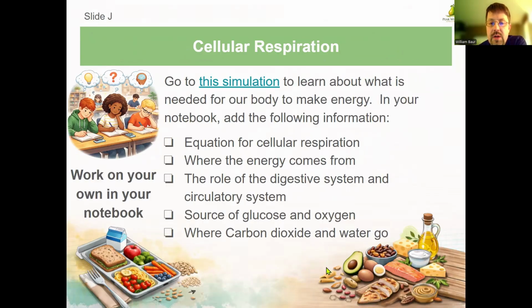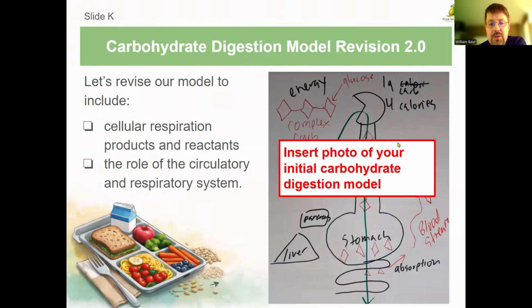So this will take you to a web quest that will guide students through an exploration of cellular respiration, the inputs, the outputs: glucose, oxygen, carbon dioxide, and water. So then we're going to start to add that to our model. So here's our initial model that we're going to revise. This is the one from my class, so you can replace it with your own. And we're going to update the model to include what we learned from the simulation, the web quest, with information about cellular respiration, the products and the reactants, and then add in 2 other body systems, the circulatory and respiratory system.